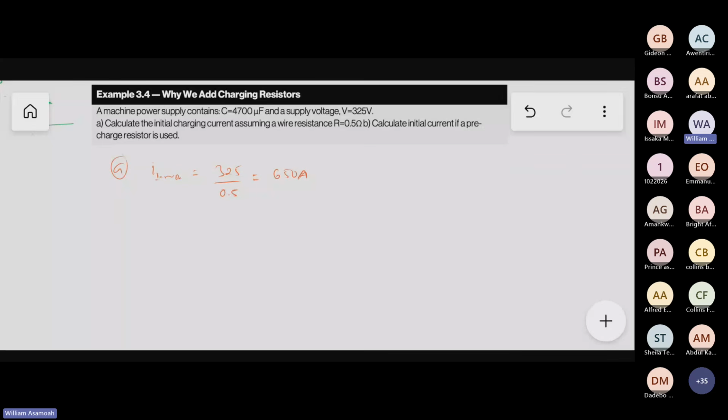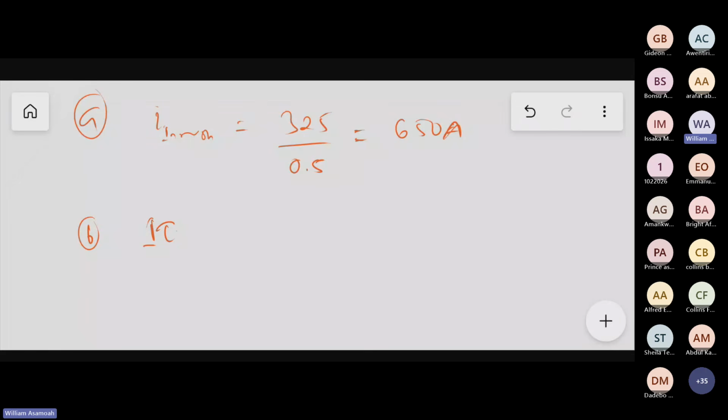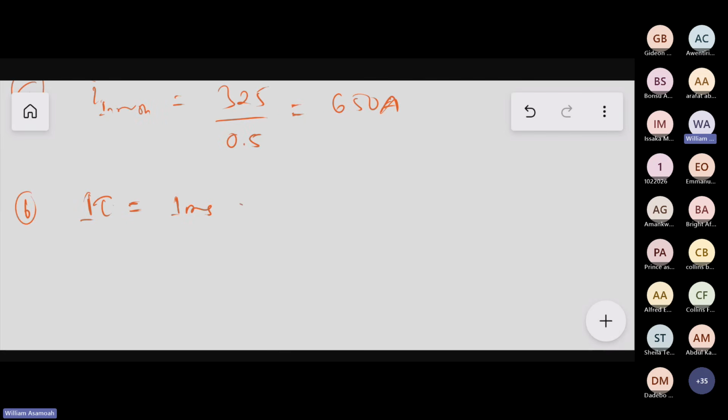And this is very huge. This is a very huge current that can cause a lot of harm. So we will need to use a pre-charge resistor. Now, let's assume that we want to use a pre-charge resistor. So B, we need to select a pre-charge resistor. We want the time constant to be very fast, around 1 ms.